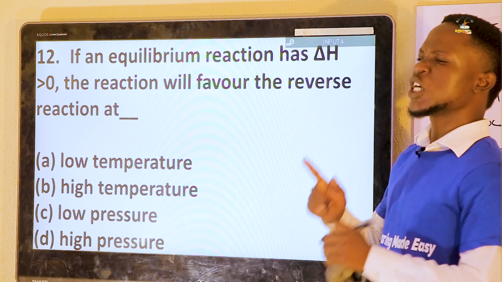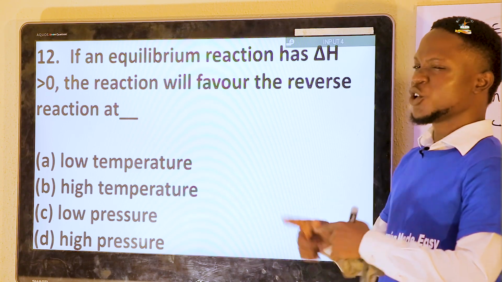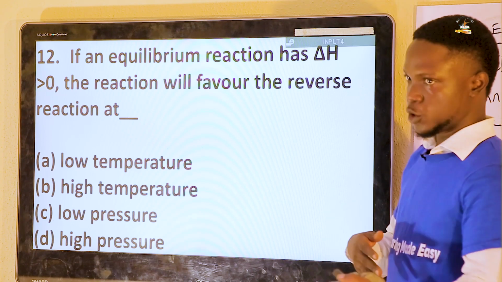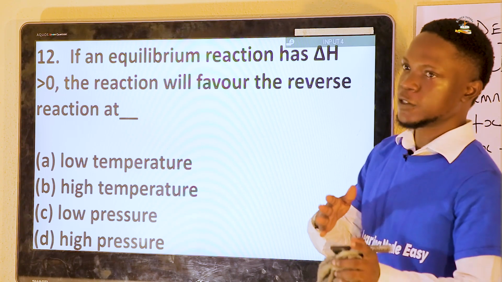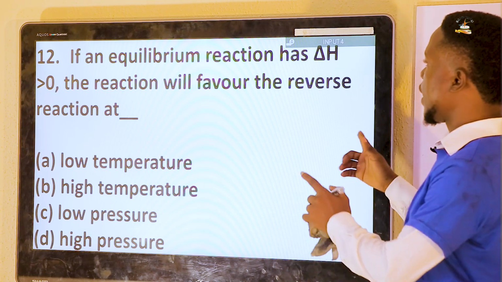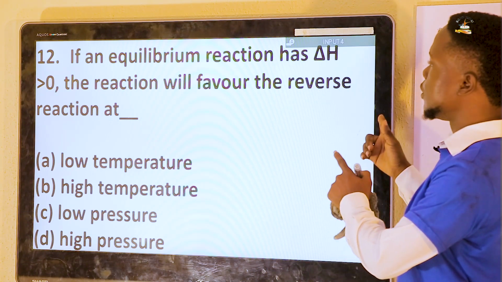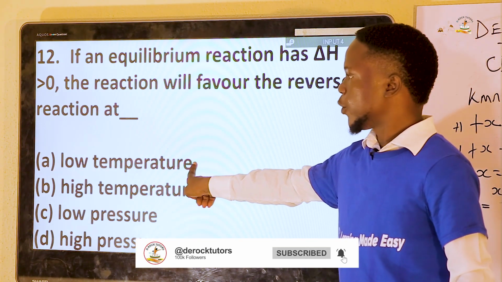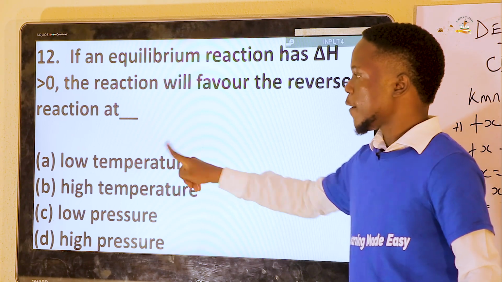But if it is an exothermic reaction, as you increase the temperature, more products are being formed. And that one will favor the forward reaction. So note the difference between that. So here, the reverse reaction will be favored by lowering the temperature. So the correct answer is option A.